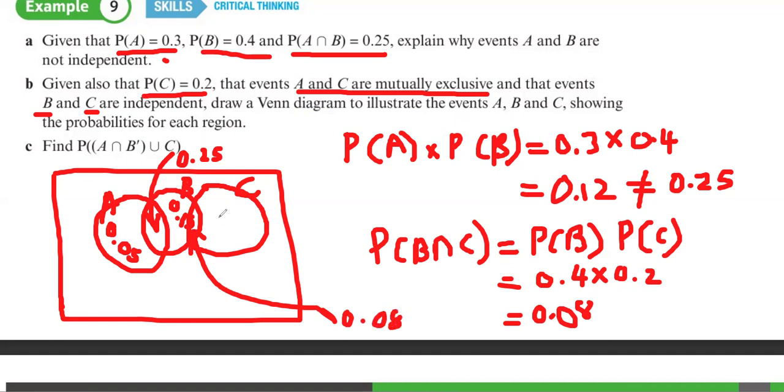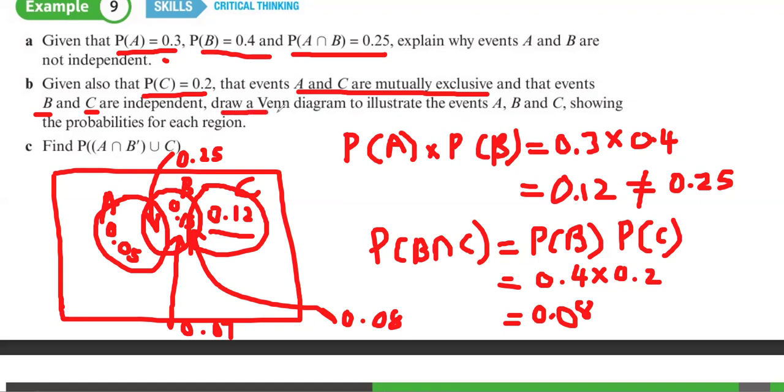Then, can you tell me what is the value of this area? So then B will become 0.07, inside this area. And can you tell me this area? 0.12. Yes, correct, because total C is 0.2, intersection area is 0.08, balance is 0.12.